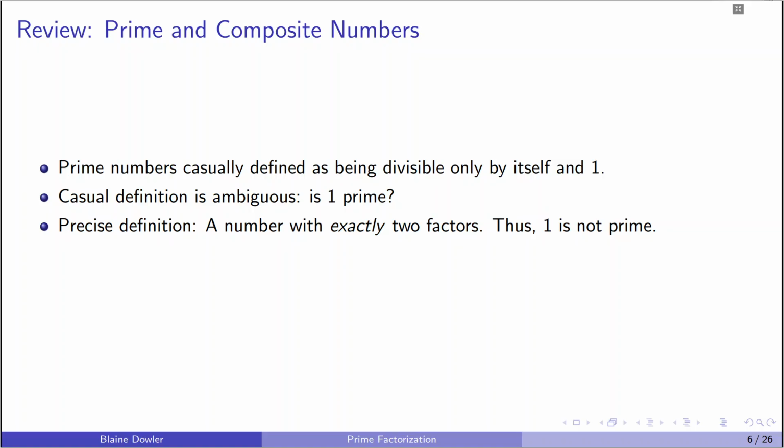So a precise definition. A prime number is a number with exactly 2 factors. That means 1 is not prime. A composite number is a number with more than 2 factors.